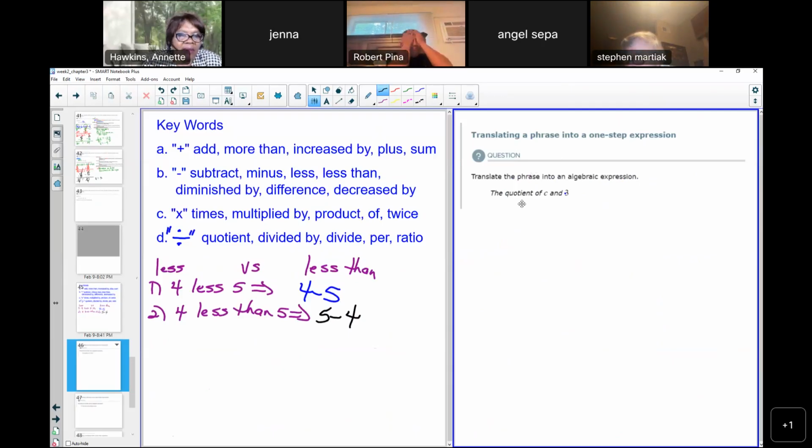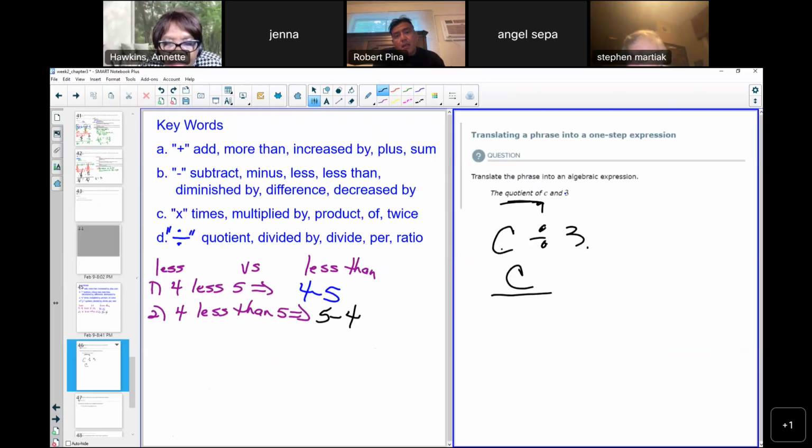All right, so the word quotient means to divide. So let's dissect this. If you have quotient, you have to have at least 2 things. And so we have of, which is your preposition here. It tells you what to get the quotient of. The quotient of what? C and 3. So you can write it like this: C divided by 3, or you can do C over 3. That's the quotient of C and 3. Questions about that?